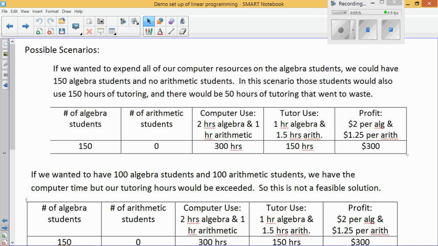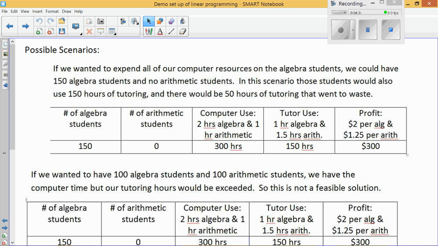Let's look at a few scenarios here. And by the way, if this seems tedious, this is not how we're going to solve the problem. This is just to get a feel for how the problem works, what's possible, what's not. If we took all our computer resources, 300 hours, each algebra student uses 2 hours of computer time. So we could support up to 150 algebra students with that 300 hours of computer time, and then no arithmetic students because there's no computer time left for them.